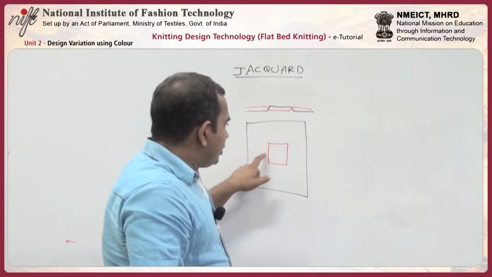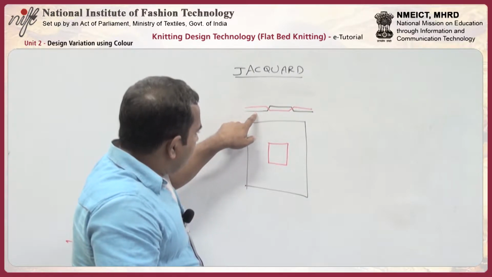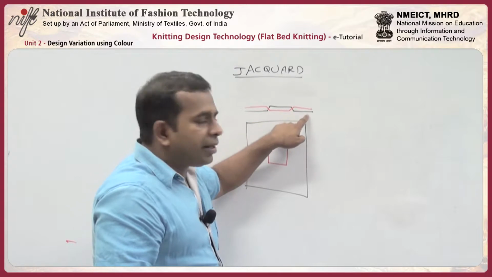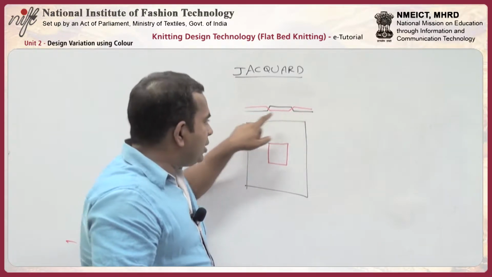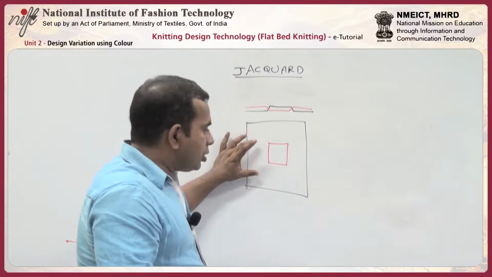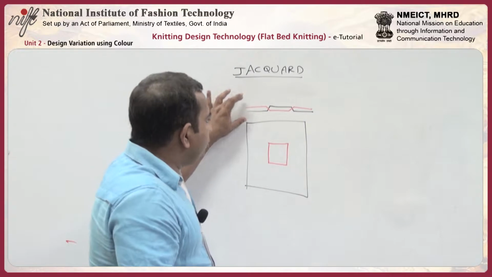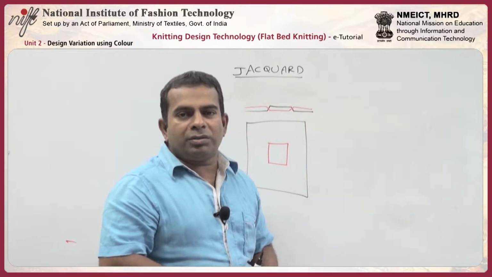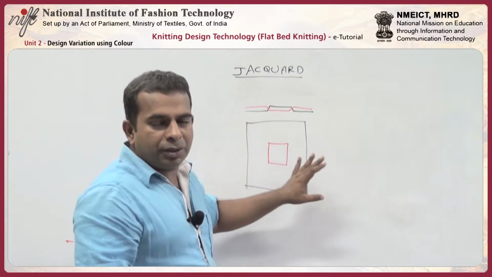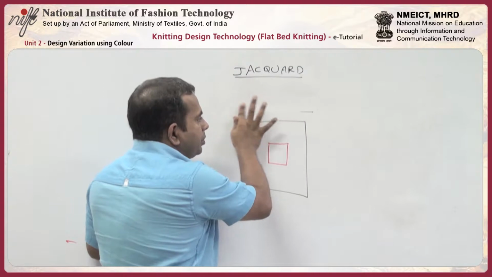So if you look at the center area of this swatch, we have black in the front, then red in the front, again black in the front. So this way we can hide certain colors which is not required to be shown in the front side of the fabric. If we use this technique, then we can say we are using a Jacquard technique to produce the fabric design. I'll show you what are the different types of Jacquard technique.